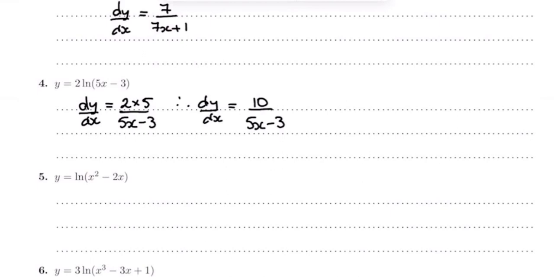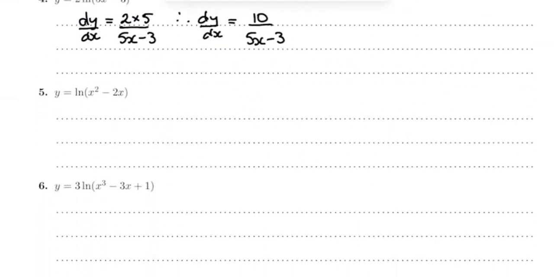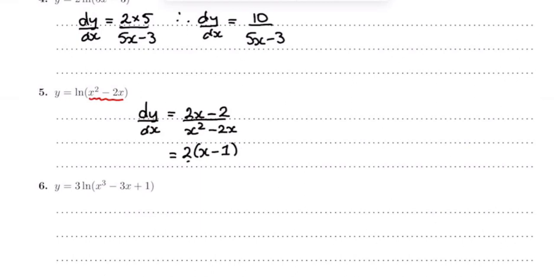Now, it doesn't matter what the function is that you're logging. So in this one, again, notice we're taking the natural log of x squared minus 2x. So therefore, dy/dx will equal, okay, on the top you're going to get 2x minus 2, which remember is the differential of the internal function, and on the bottom you get x squared minus 2x. Now you could factorise that if you wanted to, bring out your 2, so it's x minus 1 over x minus 2.